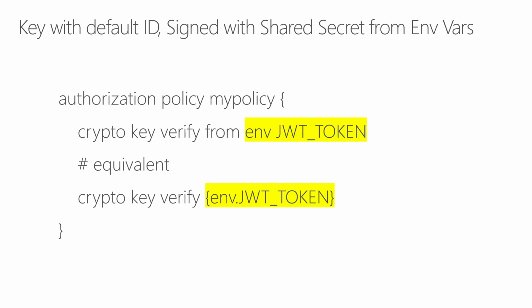Next one is I can have that shared key. Remember, in the initial config that I showed you at the very beginning, Caddy used the env dot environment variable pattern, which is a Caddy-based pattern. Caddy replaces the variables. I can use environment variables here, and that's already not Caddy. So I can say crypto key verify from env JWT_TOKEN. So it's equivalent to what was previously shown to you.